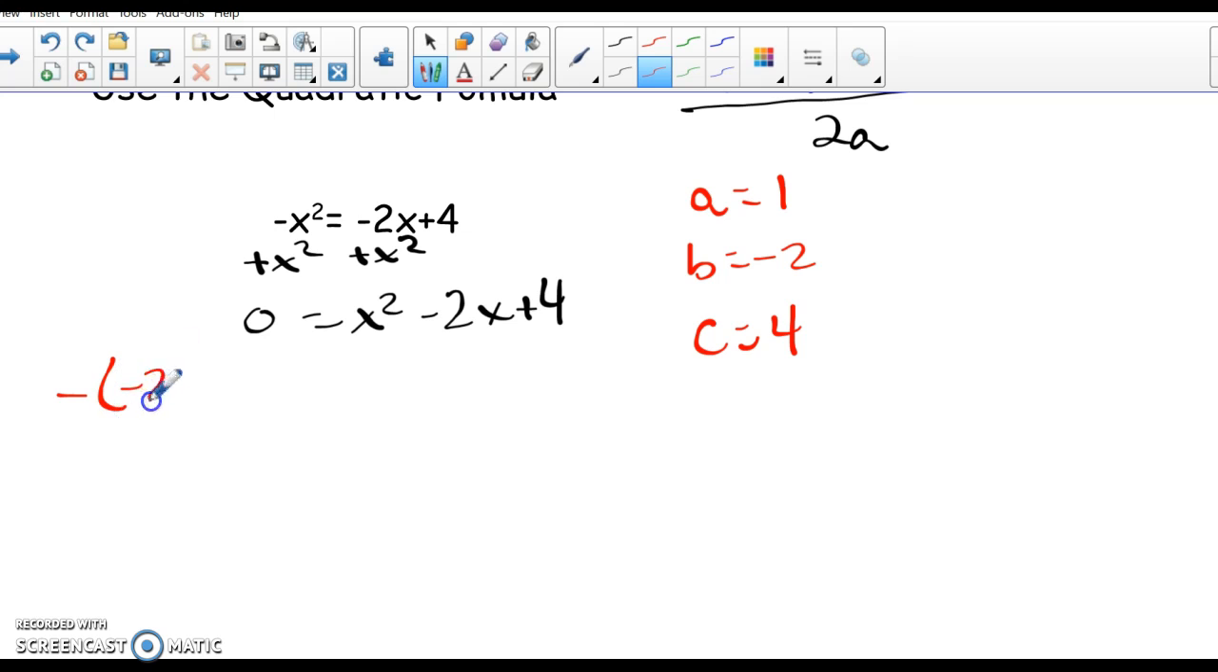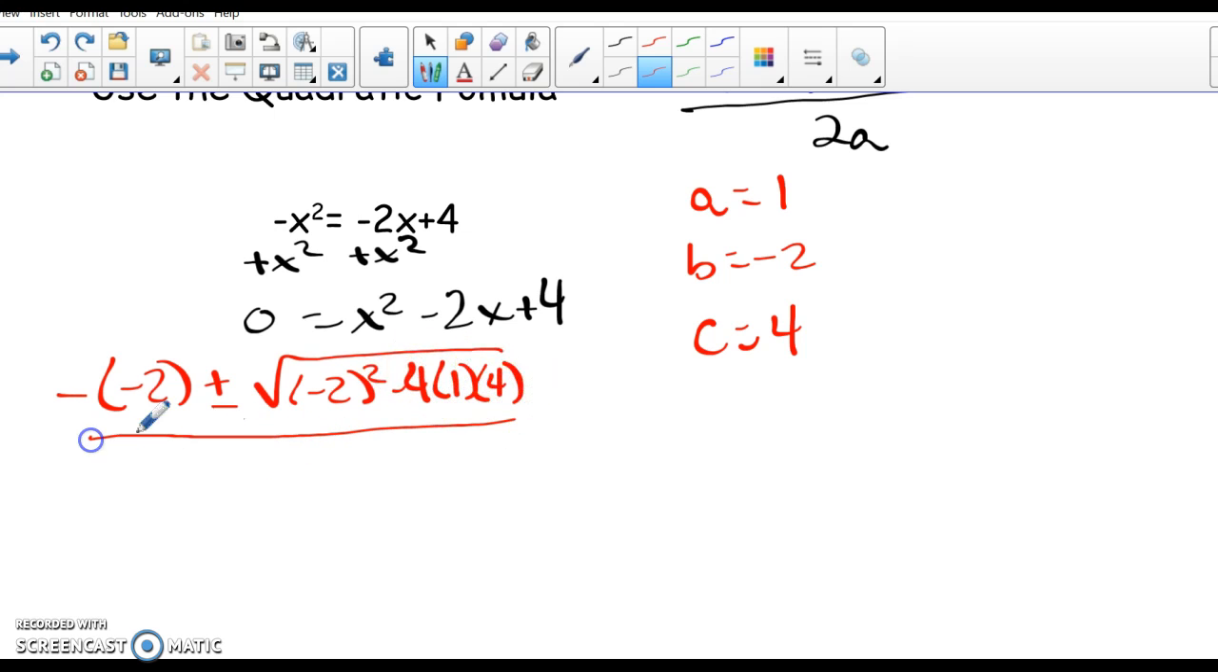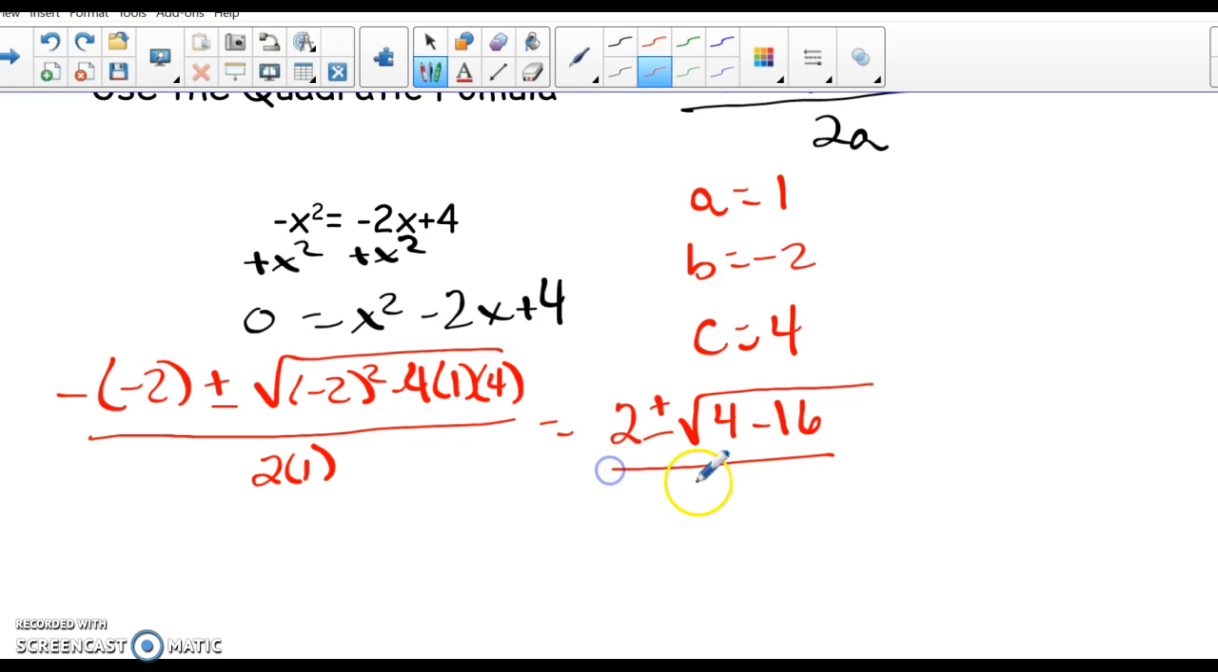Now I plug this all into my formula. The opposite of a -2, plus or minus the square root of a -2 squared minus 4 times a times c, all divided by 2 times a. Opposite of a -2 gives me a +2. When I square a -2, I get 4. -4 times 4 is a -16, all over 2. Simplify: 2 plus or minus the square root of a -12, over 2.